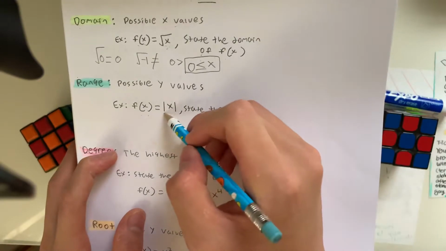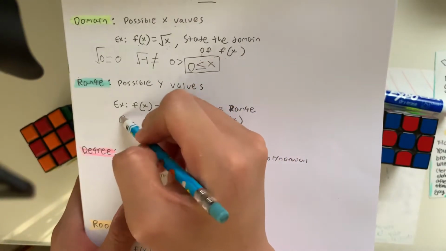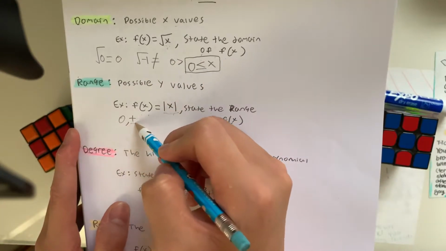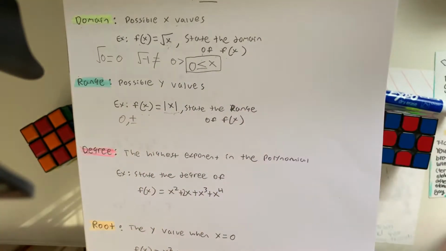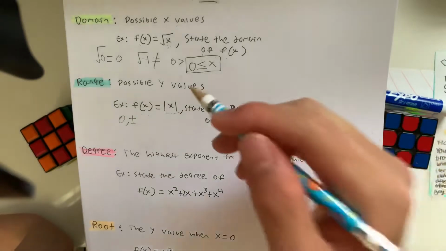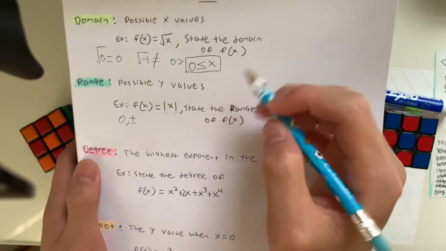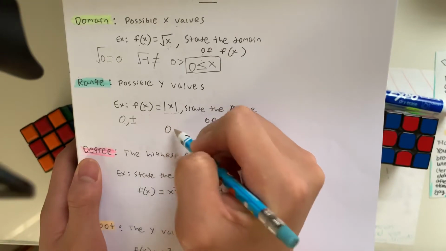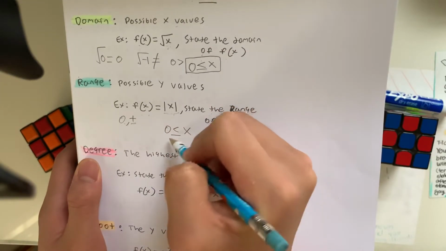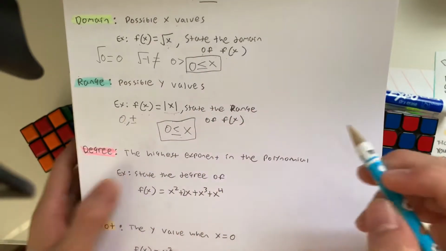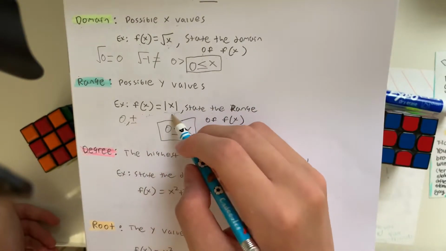So if you guys know absolute value, it has to be equal to 0 or it has to be equal to a positive number, right? As you guys know, it has to be 0 or positive. So it means the range is going to be y greater than or equal to 0. So that is going to be the range for this equation.